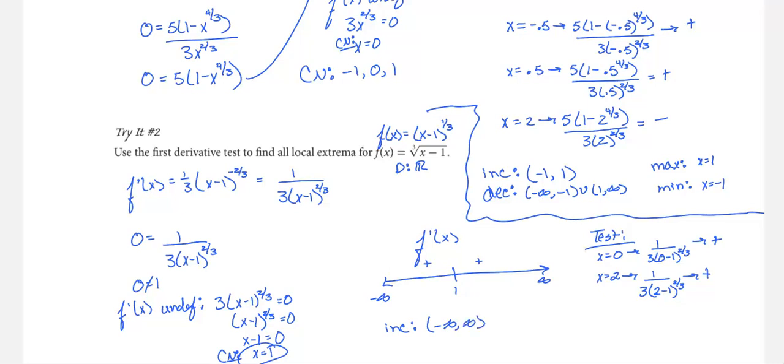Again, I do not need to write this as separate intervals. I need to write this as one interval because the domain of this function is all real numbers. There are no breaks in that domain. This function is never decreasing. And then if we think about maxes or mins, we do not have a change in increasing to decreasing or vice versa, which means there are not any.